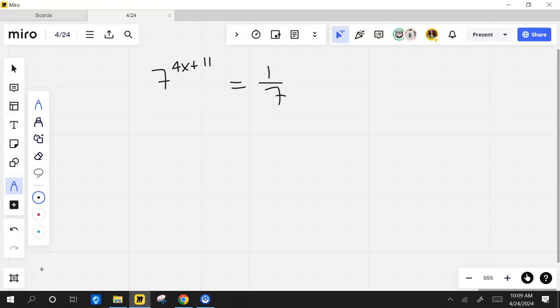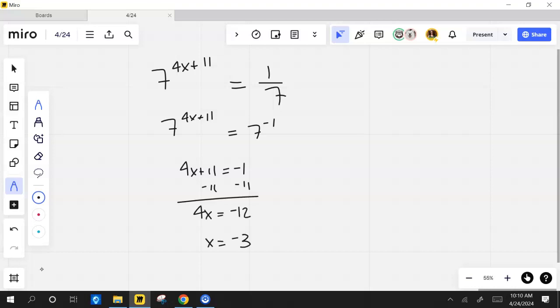Well, 7 to the power of 7 is not negative 1. No, exactly. I thought I was going to trick y'all with that. 7 to the negative 1 is 1 over 7. So if you ever need to flip something, remember those negative exponents help you do that. Okay. So I've got 4x plus 11 equals negative 1. I'm just going to subtract that 11. We've been getting 3 a lot today. It's fine. Pick that number on a lottery ticket.